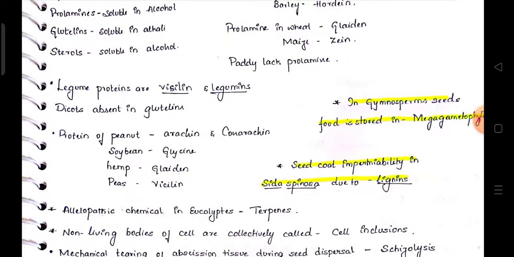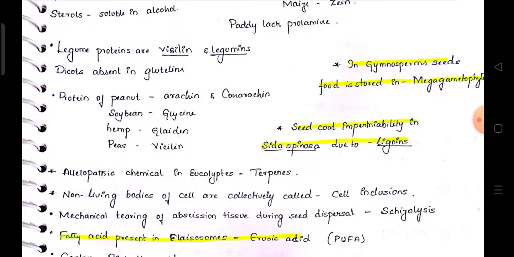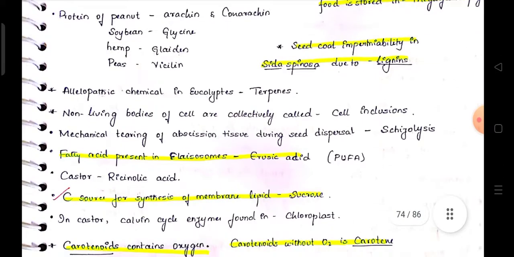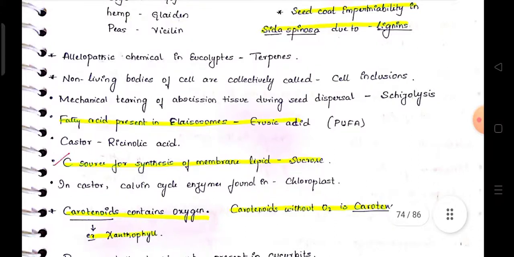Dicots are absent in glutelins. In gymnosperm seeds, food is stored in megagametophyte. Protein of peanut is arachin and conarachin. In soybean, glycinin; hemp, edestin; peas, vicilin. Seed coat impermeability in Sida spinosa is due to lignins. Allelopathic chemical in eucalyptus is terpenes.